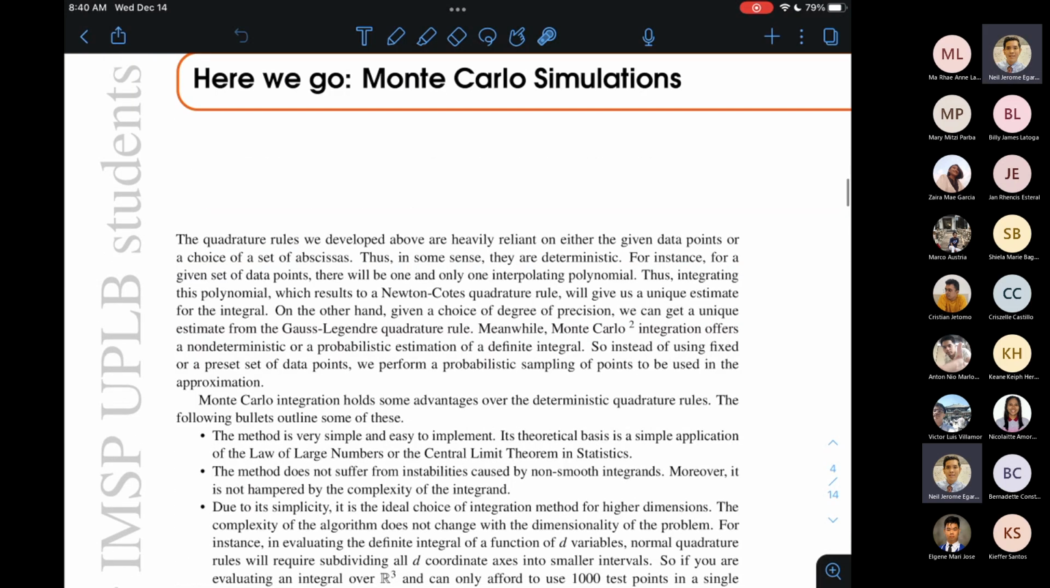So here we go. Let's talk about Monte Carlo simulations. Well, Monte Carlo simulations is relatively new with respect to integration techniques. In its general sense, maraming ginagamitan ng Monte Carlo simulations, hindi lamang sa integration, but other probabilistic simulation processes are also called Monte Carlo simulations.